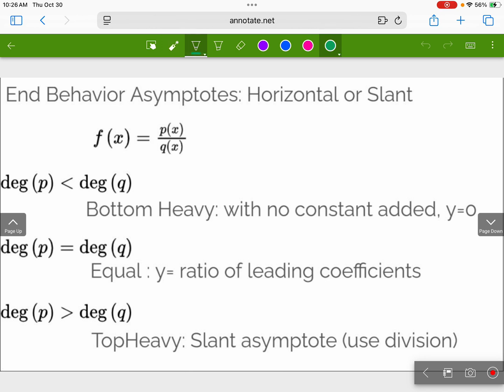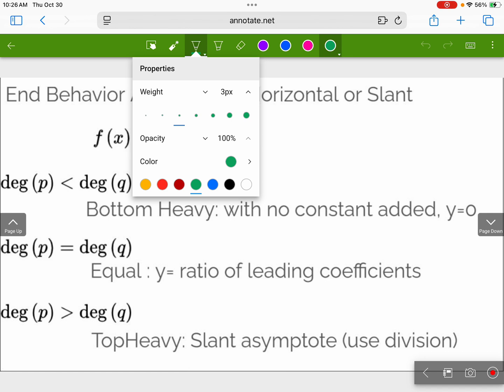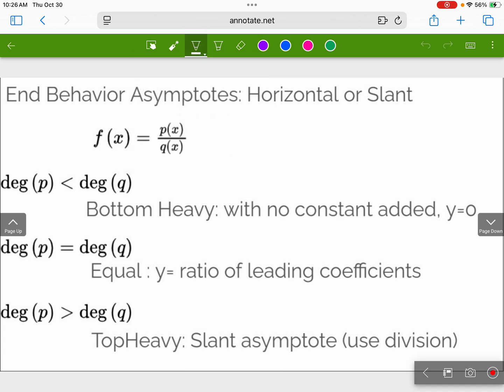So if the degree of our numerator is smaller than the degree of our denominator, meaning we have like x over x squared, degree of 1 over degree 2, degree of the numerator being smaller, that means we have an asymptote at y equals 0. I'll show you why when we go through an example with them, I promise.